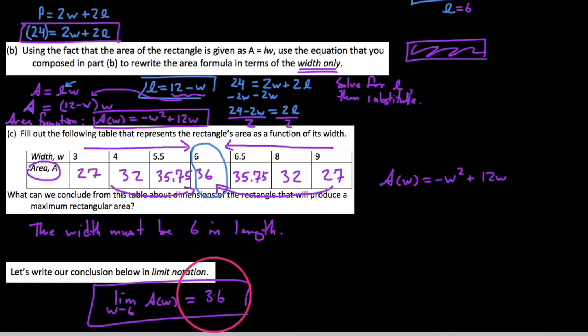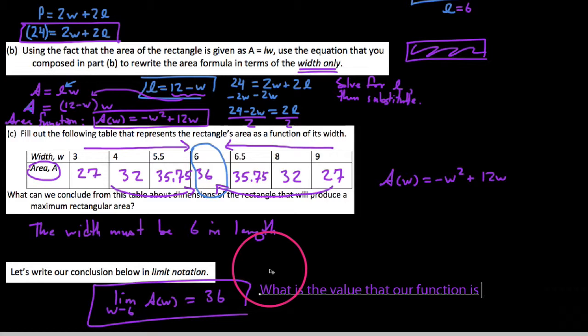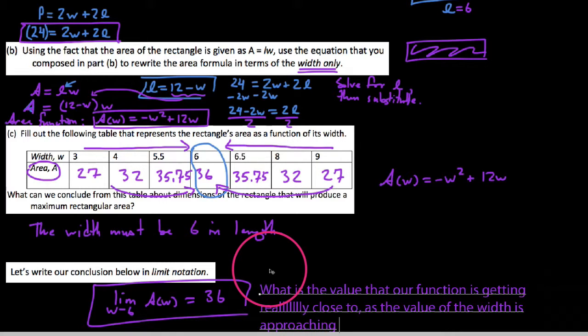But really, when we talk about a limit, what is a limit here? What we're doing is asking, and answering, a question. We're saying, what is the value that our function is getting really close to, as the value of the width is approaching 6?